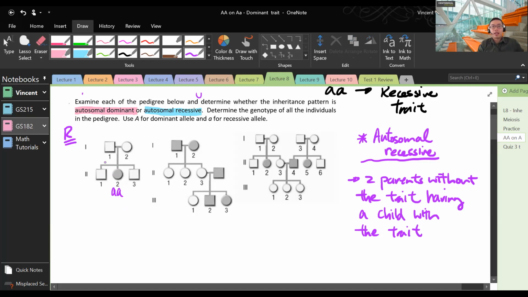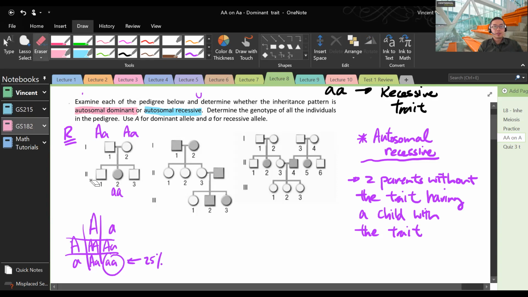Now you might wonder, how can two people who don't have the trait end up having someone who does? Well, they could be heterozygous. So if the father is big A, small a, and the mother is big A, small a, they both carry the small a allele, but they're not showing it, because it's a recessive trait. To show the trait, you need to have both of the recessive alleles. So if I do the Punnett square, big A, small a, big A, small a, I assume you saw the video, so you understand this Punnett square thing. You see that there's a 25% chance of small a, small a.